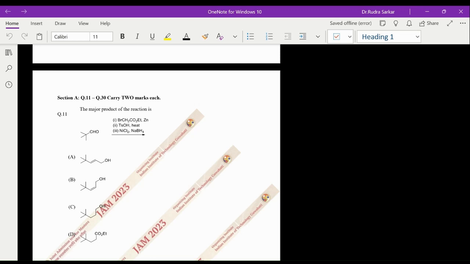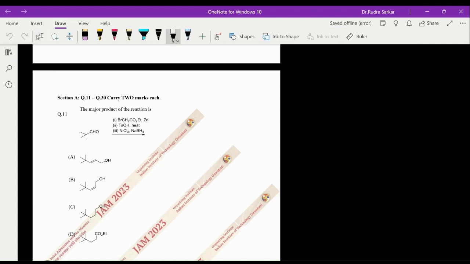Okay, so we're going to solve question number 11. And the question is, the major product of the following reaction is. So we have been given one aldehyde. Basically this is pivalyl aldehyde. And we have been given an alpha bromo ester along with zinc. So this is basically Reformatsky reaction.